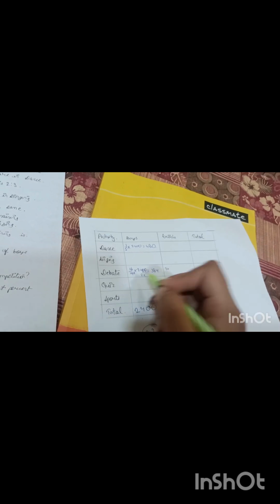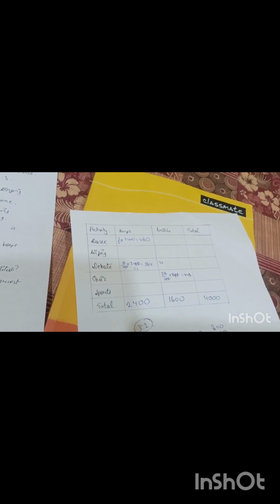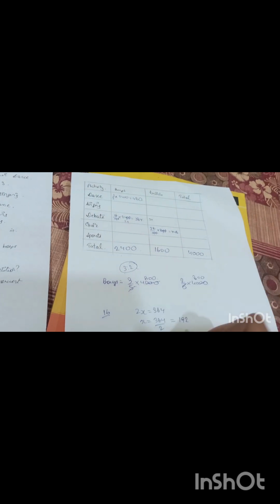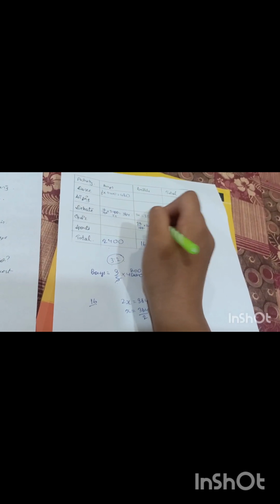The ratio of girls to boys in debate is 2:3. So you can write it like this: 2x and 3x. I have taken 2x is equal to 384 because you have been given the ratio as 2:3. So if we take 2x is equal to 384, then we'll get the value of x as 192. And if we multiply 3 into 192, then we'll get the value as 576. Then you can write it 576.